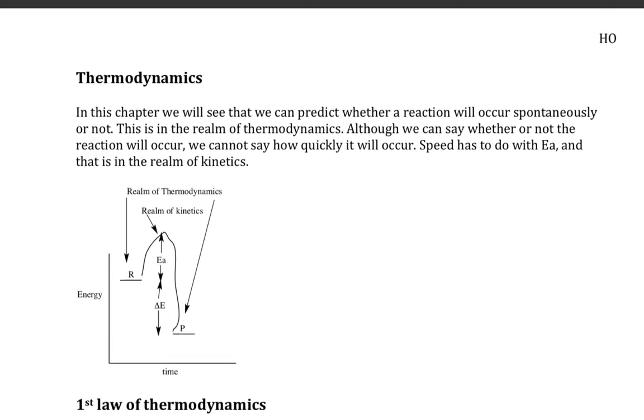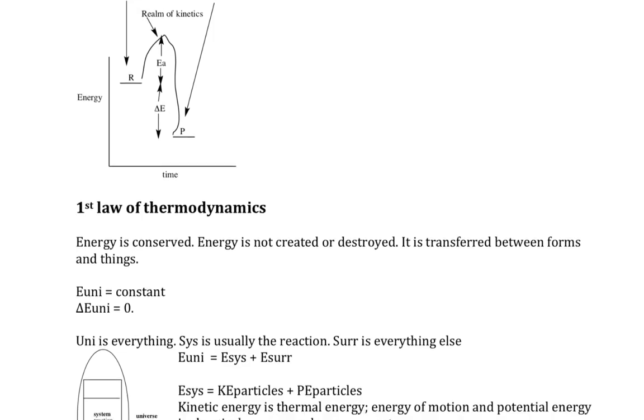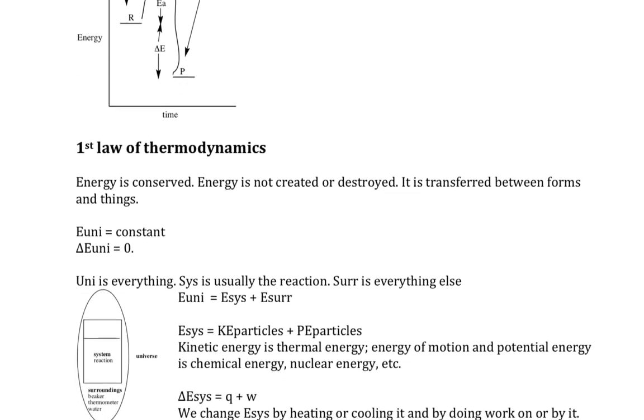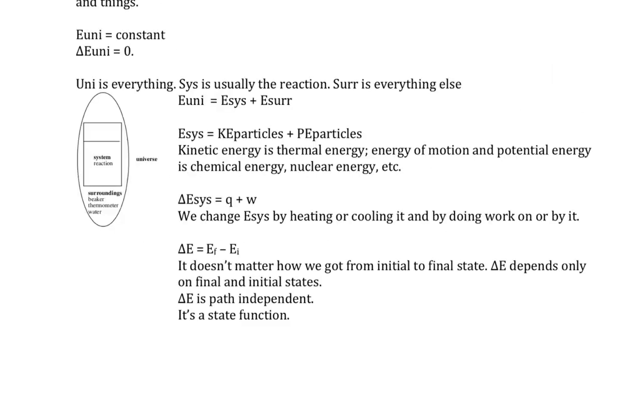Okay, so as you learned in Chem 1, the first law of thermodynamics is that energy is conserved. Energy is not created or destroyed. It is transferred between forms and things. So it might be transferred from a hot brick to a cool brick. That would be between things. Or it might be transferred between forms. That would be from potential energy, like water on the top of a cliff, to kinetic energy as the water speeds up as it falls down the cliff.